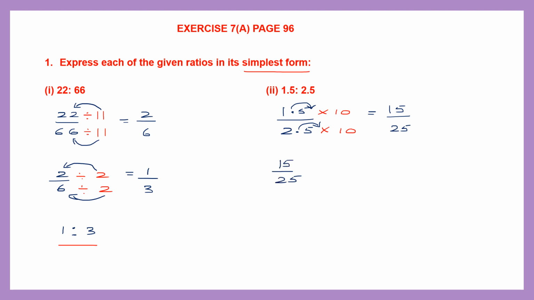This let's reduce it to the lowest term. So the common factor here is 5. 5 can divide both these numbers. So now what do we get? 5 threes are 15 and 5 fives are 25. So we get 3 by 5, and when you put it in the form of a ratio, it is 3:5. So this is our answer, 3:5.